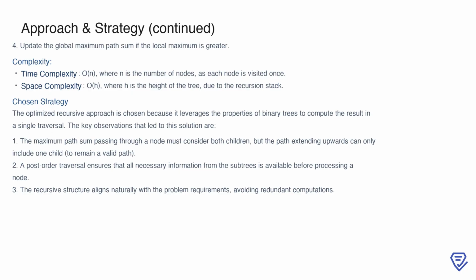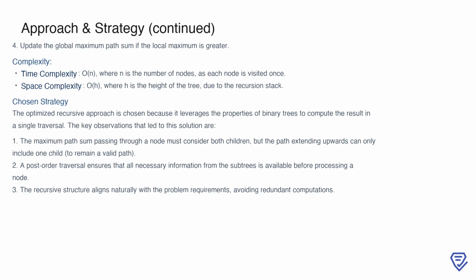In terms of complexity, the time complexity is O(n), where n is the number of nodes, as each node is visited exactly once. The space complexity is O(h), where h is the height of the tree, due to the recursion stack. This optimized recursive approach is chosen because it effectively utilizes the properties of binary trees to compute the result in just a single traversal.